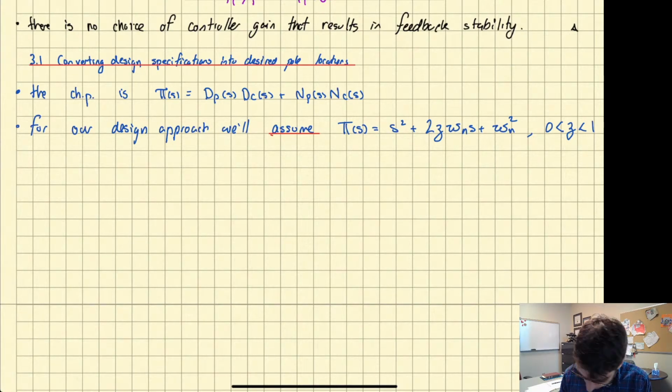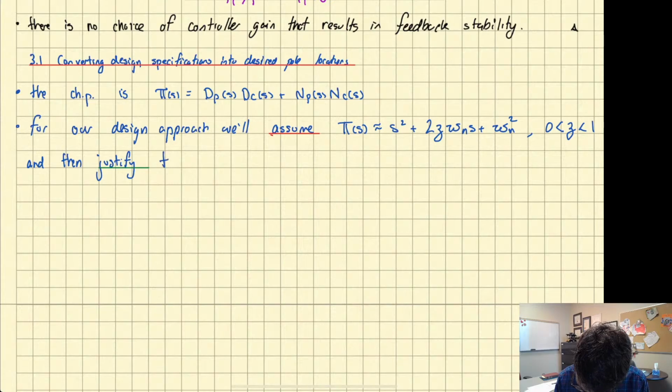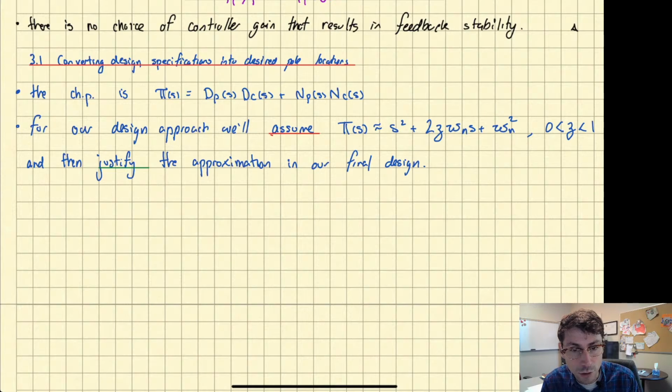So what we'll do then, and then we're going to have to justify the approximation in our final design. Okay, so we'll have to make sure that our design actually makes this approximation reasonable.